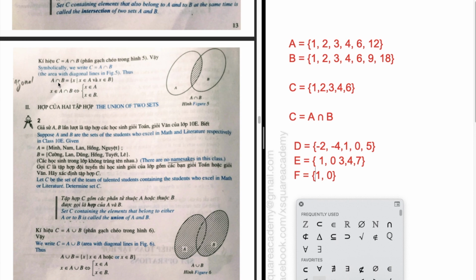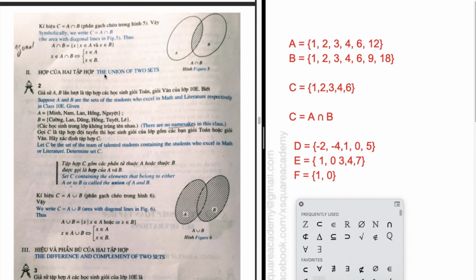This is a way to show the intersection with symbols. The intersection of set A and set B contains x such that x is an element of set A and x is an element of set B. Or in another way, x is an element of the intersection of sets A and B if and only if x is an element of set A and x is an element of set B. So this symbol, sometimes we consider it as the word "and": A and B. Section II will teach you about another operation of sets, that is, the union of two sets.